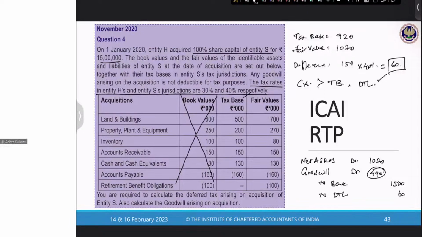So when you solve this question, please make a habit that you will explain the provisions of the respective Ind AS, saying that this is relating to acquisition. You will have to explain a couple of things. Number one, why you are not considering the carrying amounts. So you are comparing tax base and fair values. The temporary difference, you have to tell that it is a taxable temporary difference. And later on, you will have to explain why you took a 40% tax rate and not a 30% tax rate. And finally, you will have to do the calculation.